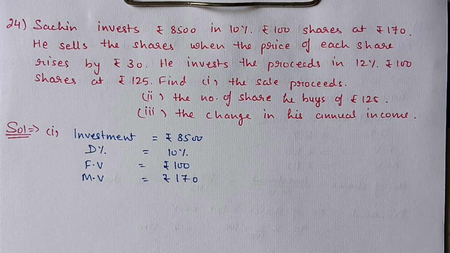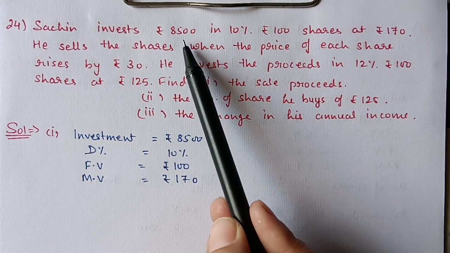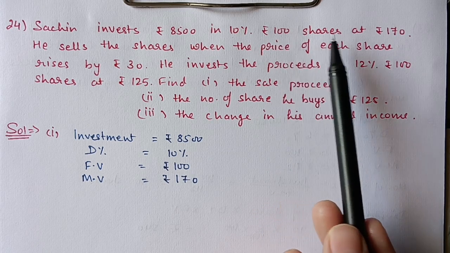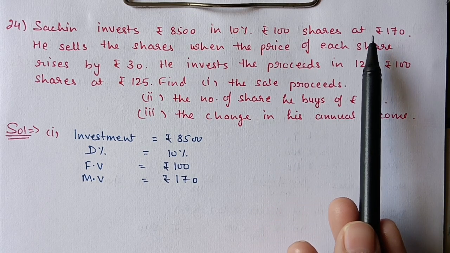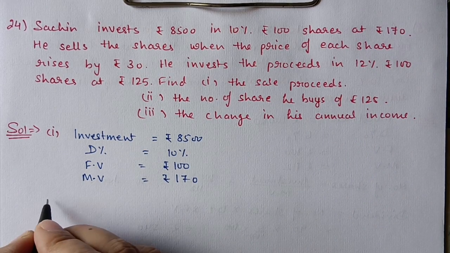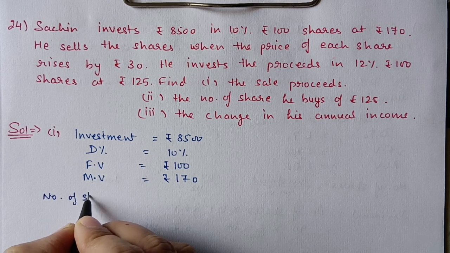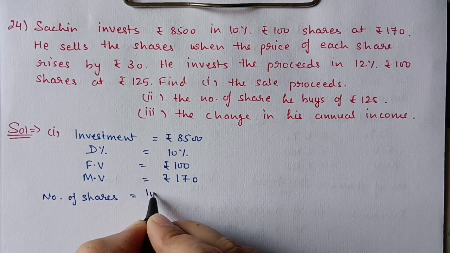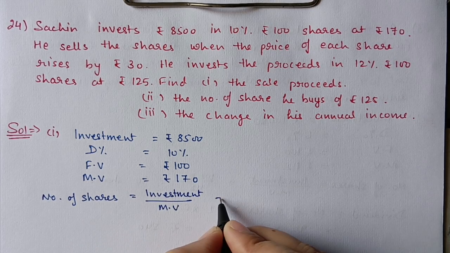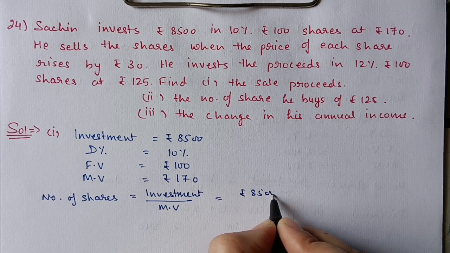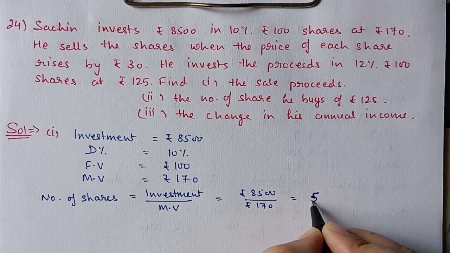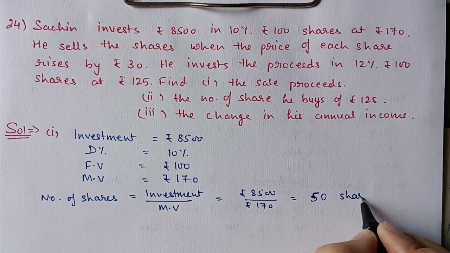So for the first part they have given his investment is 8,500 rupees. Dividend percentage is 10%. This is face value 100 rupees and market value 170 rupees. So first we will calculate how many shares he purchased here. So number of shares is equal to investment upon market value. Investment is 8,500 rupees and market value is 170 rupees. After cancellation, we are getting 50 shares. So he purchased 50 shares.